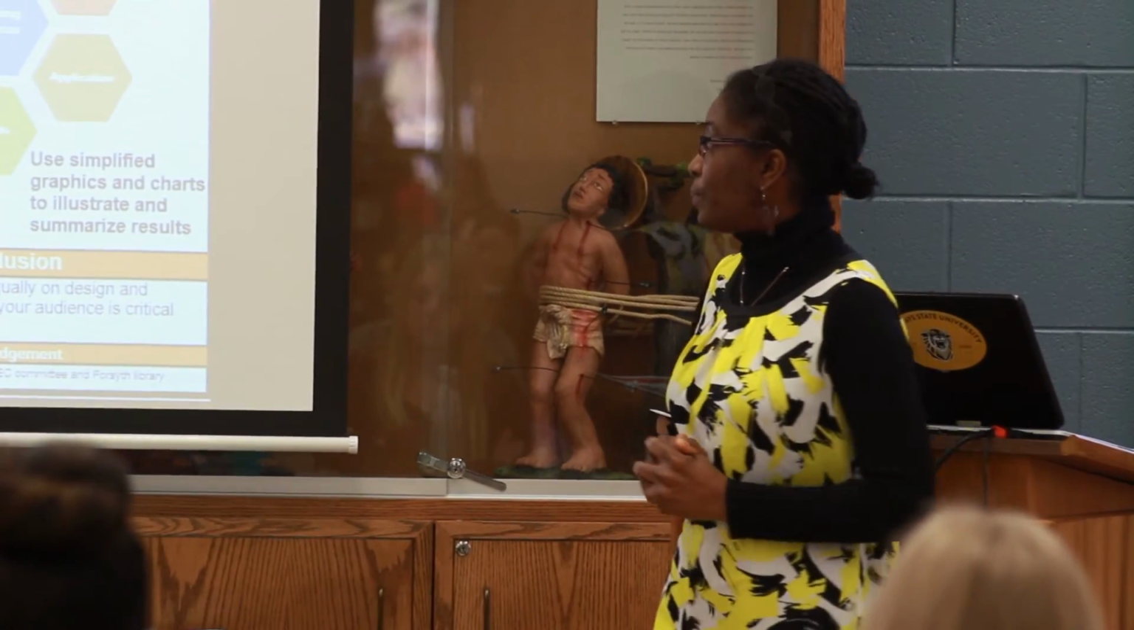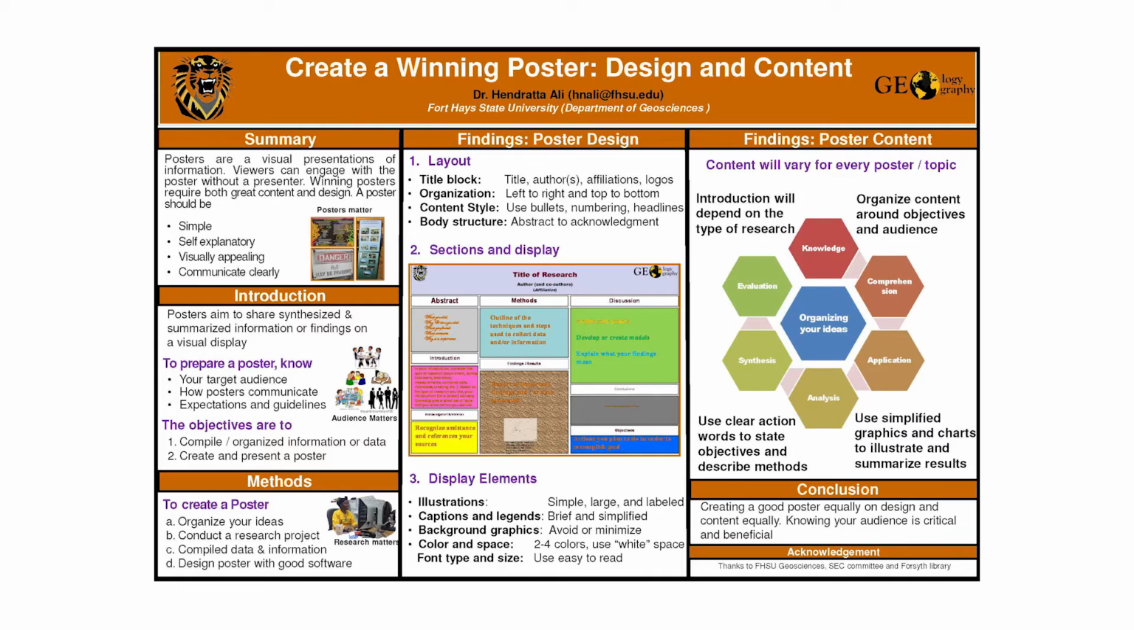So the objectives of a poster then would be to compile and organize information or data and to create and present the poster, right? That's pretty much it. Want to organize information, create a poster. That's the objective. And that's the same objective I have here. So what do you have to do? The methods that you have to use then is first, you have to organize your ideas. You can't be all over the place, right? So you have to focus.